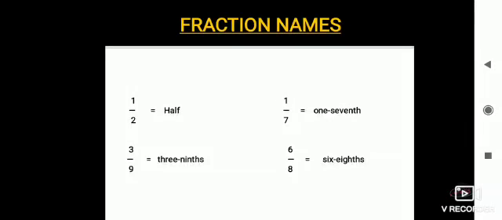Like in the next example, it is 6/8. 6 is the numerator which is greater than 1. So while writing the fraction name, you will write s with eighth. So the fraction name for 6/8 will be six-eighths. A small dash is put between the numerator and denominator. So in this way you can write the fraction names.